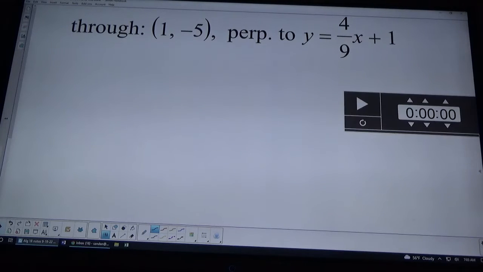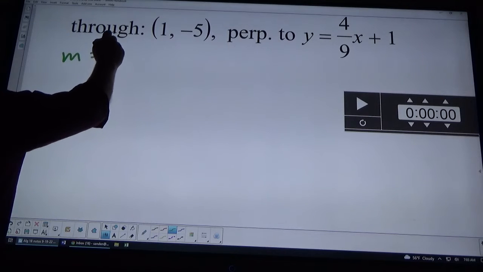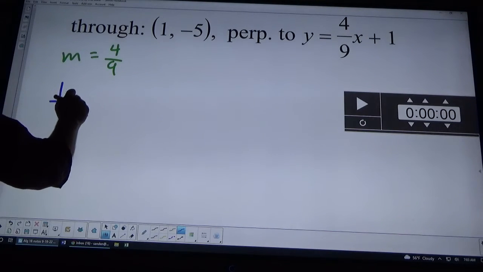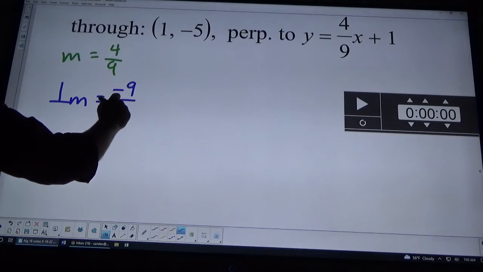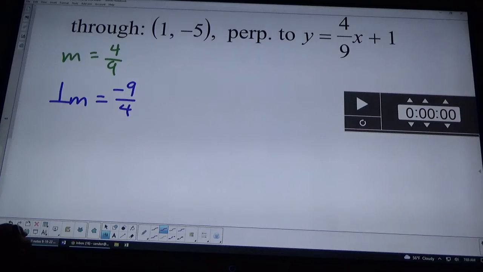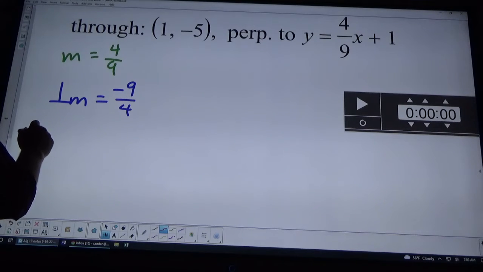All right, let's take a look here. Give this one a try, see what you can do. The answers will be fractions. Slope, 4 over 9. Perpendicular slope, negative 9 over 4. This does happen occasionally when you have problems with perpendicular or even parallel.